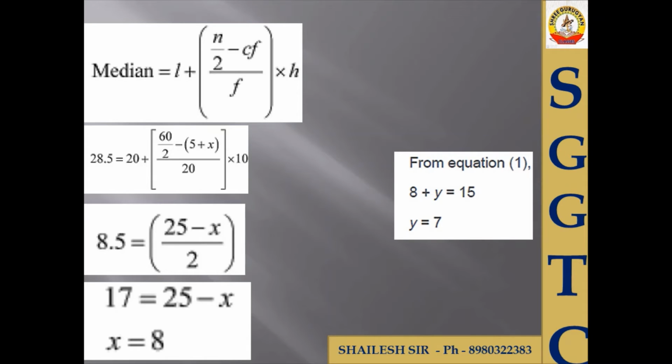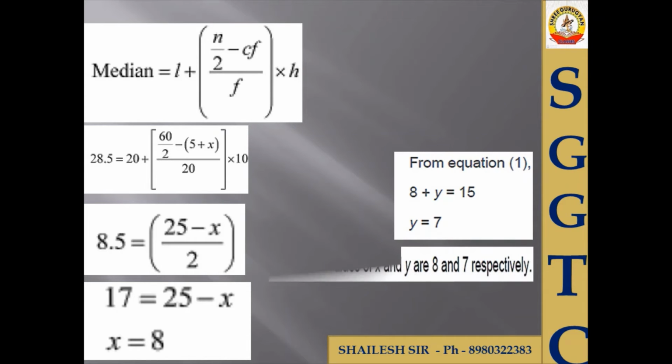Students, this x is equal to 8. Apply it in equation number 1. What is equation number 1? 8 plus y is equal to 15. So y is equal to 15 minus 8, which gives 7. Happily done for this median question. Last, write: the values of x and y are respectively 8 and 7, with the proper solutions as mentioned.